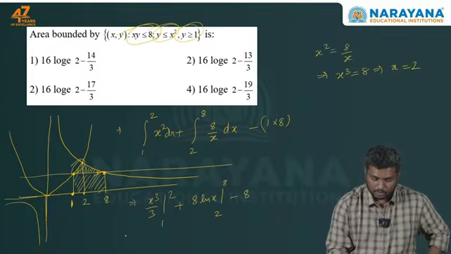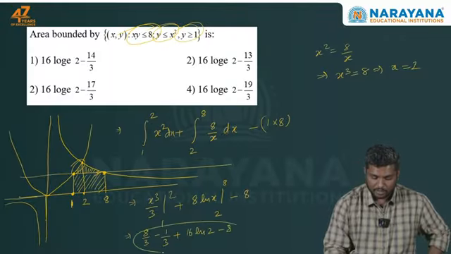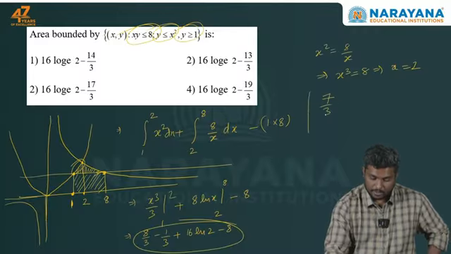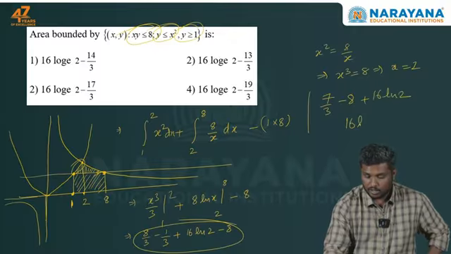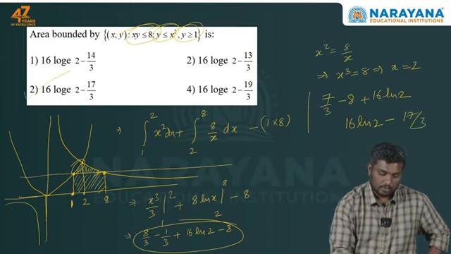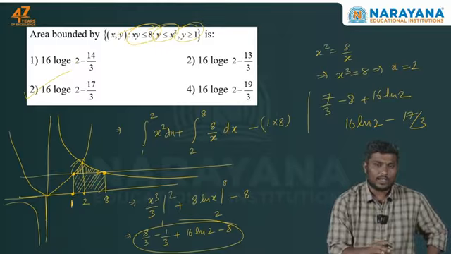So this is going to be 8 by 3 minus 1 by 3 plus 8 ln 4, which can be written as 16 ln 2, minus 8. Simplifying this, 8 by 3 minus 1 by 3 is 7 by 3, and 7 by 3 minus 8 plus 16 ln 2 gives 16 ln 2 minus 17 by 3. So this will be the right option. Very simple question, but the only thing is you need to know what a rectangular hyperbola is.